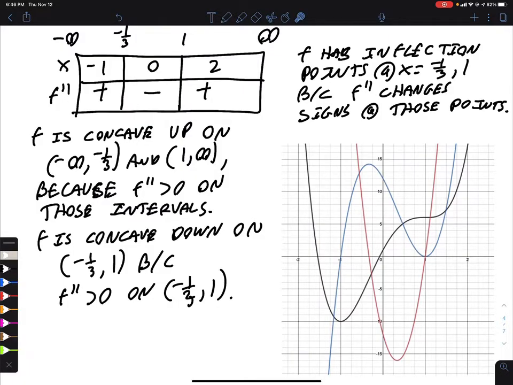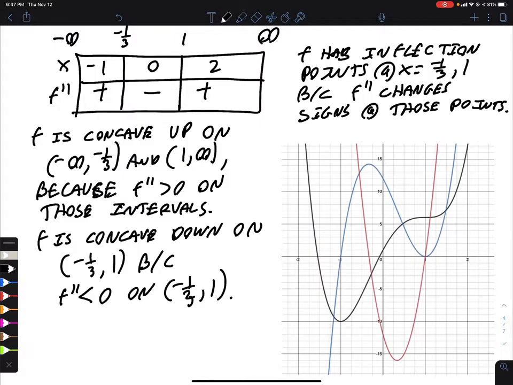So the justification for an inflection point is the second derivative changing signs. The justification for concave up is a second derivative positive, and the justification for concave down is a second derivative negative. Wow, I messed that up. Good thing I reviewed that. Second derivative negative. All right.